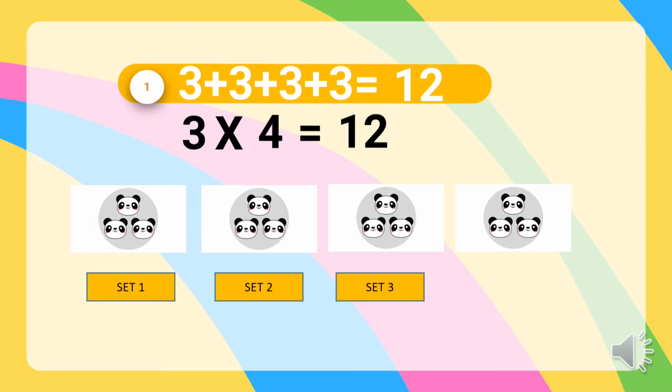To further understand our lesson, let's have an image explanation of this equation. So as you can see, I have 4 sets of panda. Each set is equivalent to 3. So we have set 1, set 2, set 3, and set 4. If we add these, 3 plus 3 plus 3 plus 3 is equal to 12.